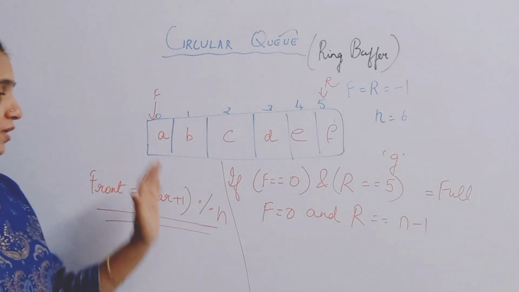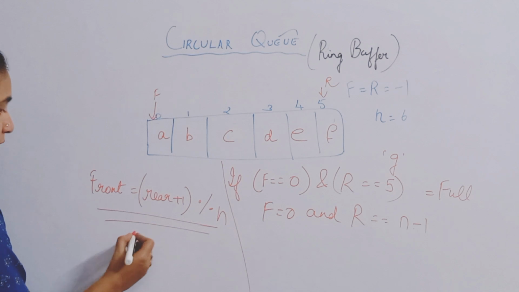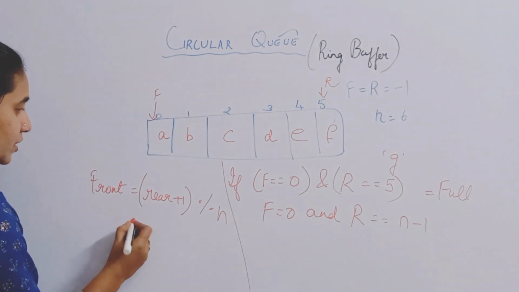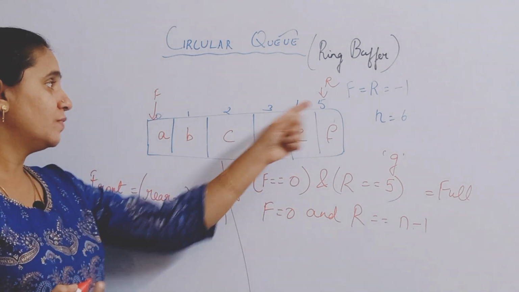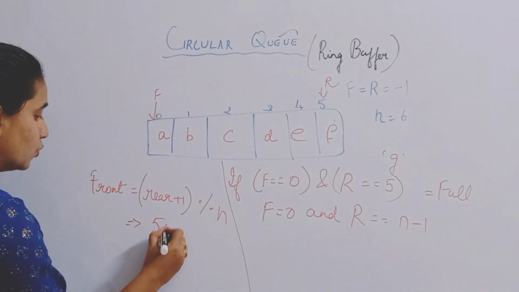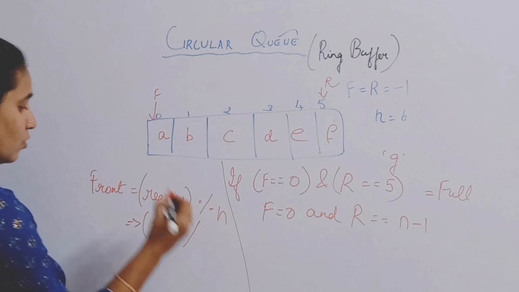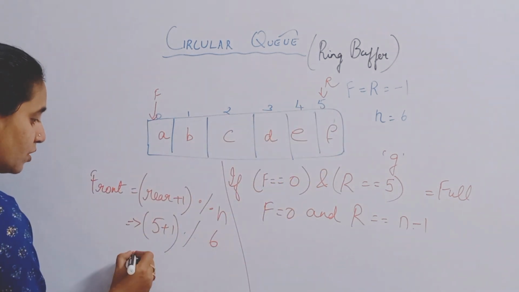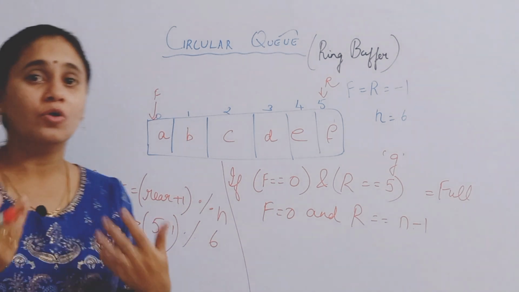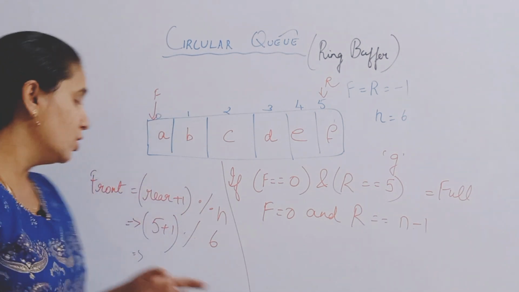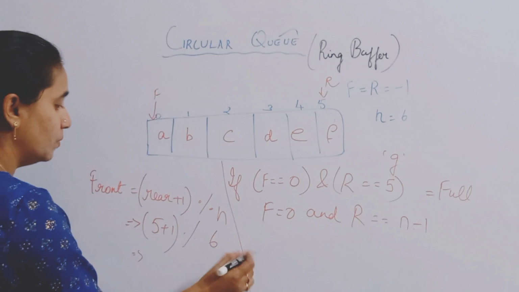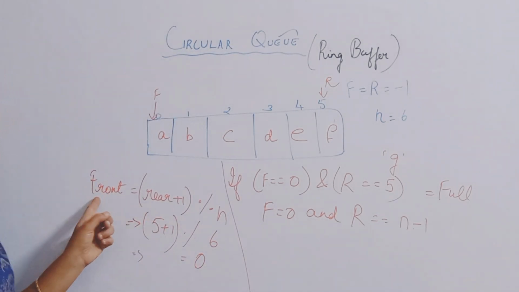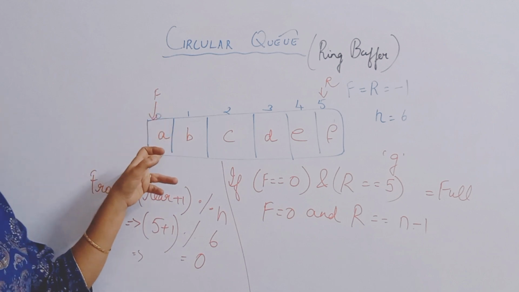So now shall I substitute here? Tell me, what is the value of rear? The value of rear is 5. So 5 plus 1, modulus of n. What is the n value? The n value is 6. So what will be the answer? The modulo is to find the remainder. So 6 divided by 6, you will get the answer as 0. What is the value 0? It is front. So front is equal to 0.